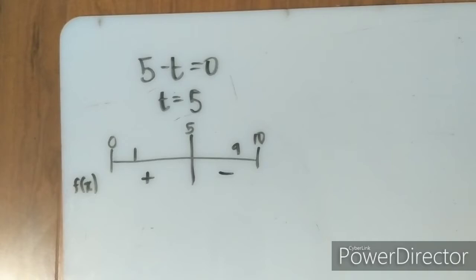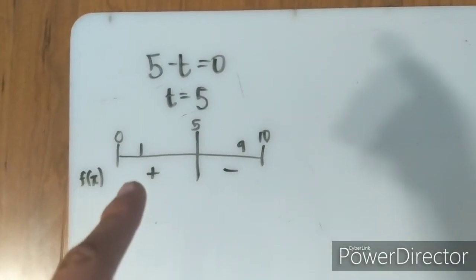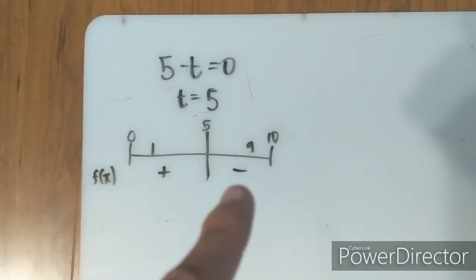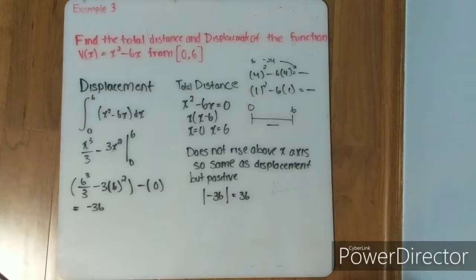Here is the sign chart for this function. As can be seen, before 5 the graph is positive, exactly half, and after 5 the graph drops below the x-axis and is negative.